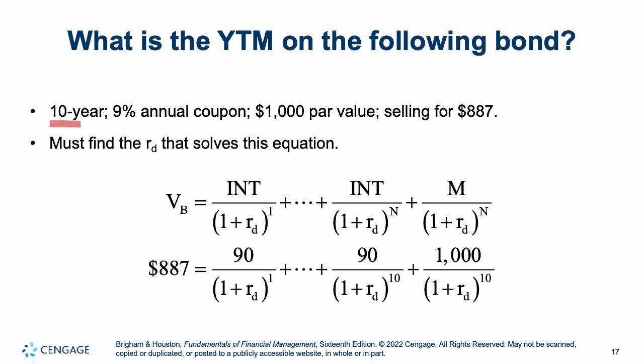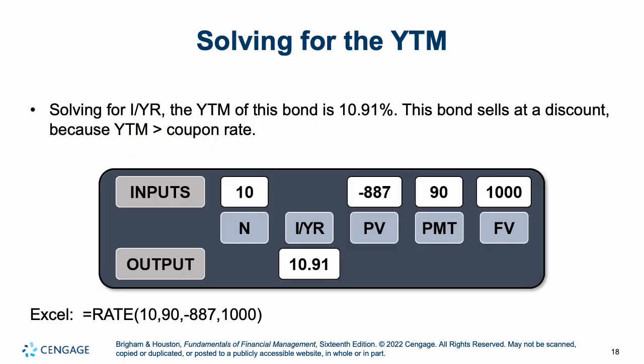So in this case, we're going to look at a 10-year maturity bond, 9% coupon, so it'll pay $90 per year in payments. $1,000 par value, selling for $887. What is going to be our appropriate yield to maturity or return on debt? So if we look right here, we're going to use Excel once again. Our formula is going to be equals rate, and then we're going to put in the following information.